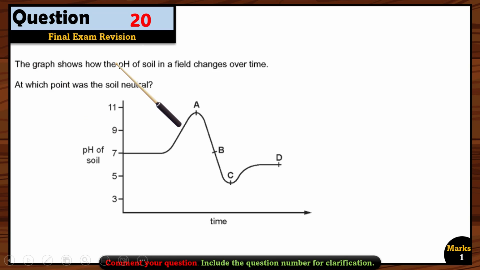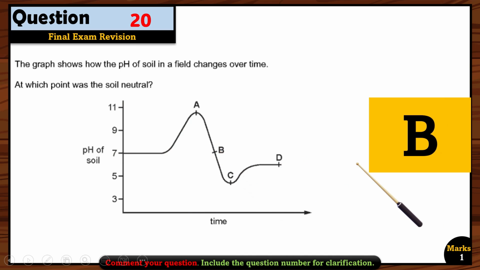Question 20. The graph shows how the pH of soil in a field changes over time. At which point was the soil neutral? Neutral means the pH of the soil should be 7. So can you see where we have 7? Of course, at point B. So point B is the right answer over here.